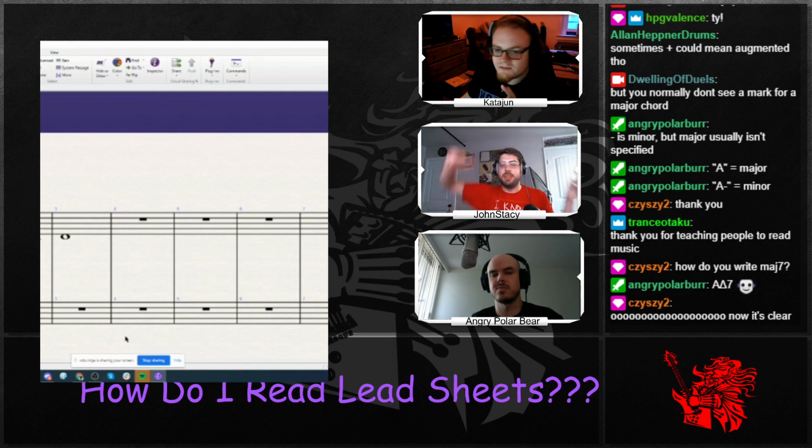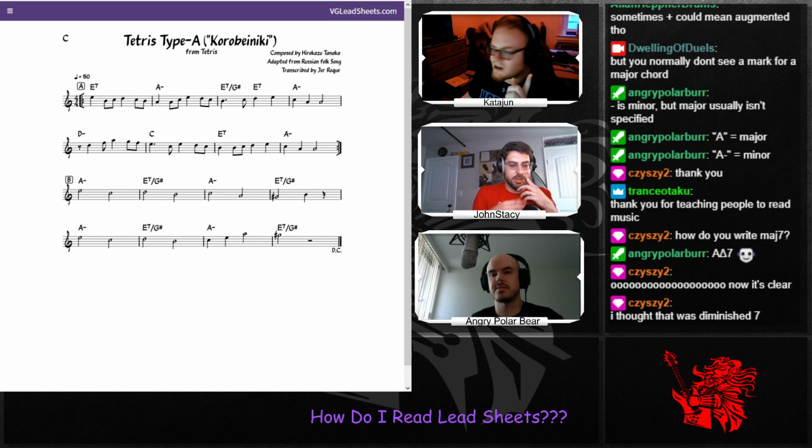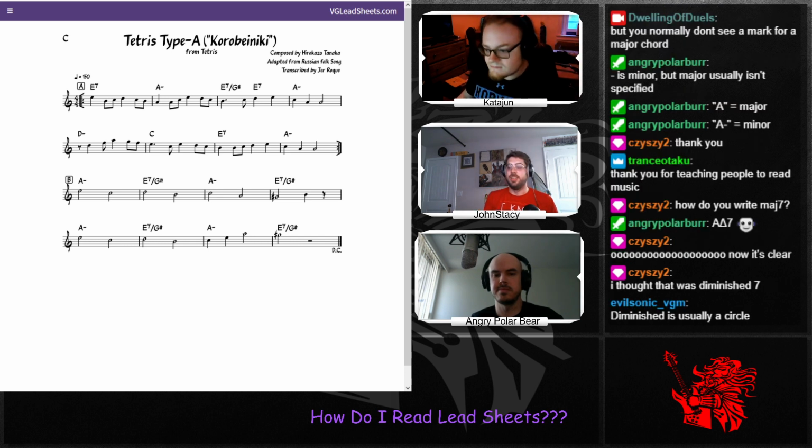Did you mention what it means when there's something over something else, like this E7? Yes, a slash chord. I did mention that, but in case it was lost, for the viewers just tuning in, if it's an E7 over G sharp, you take an E7 and you put the G sharp in the bass down there.